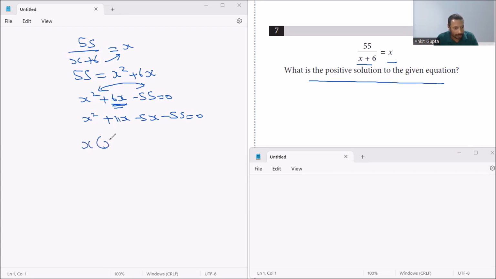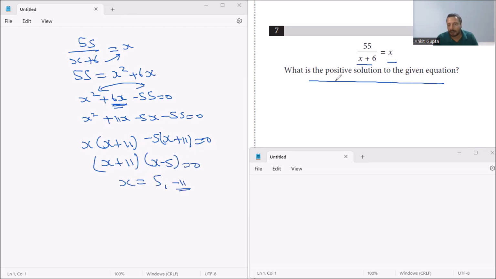We can take x common, so x plus 11 minus 5 times x plus 11 is equal to 0. So (x plus 11) times (x minus 5) is equal to 0. That means x is equal to 5 or minus 11. But they are asking us only for the positive solution. That means the answer will be 5.